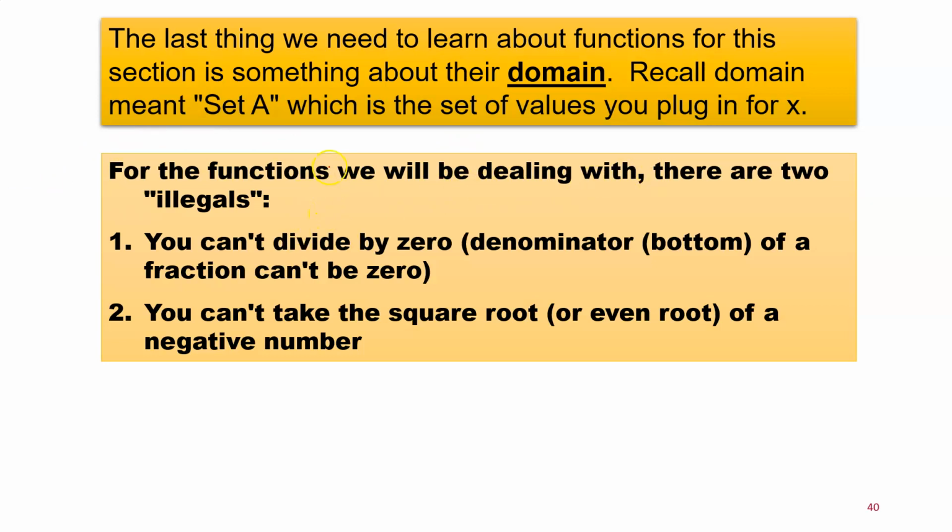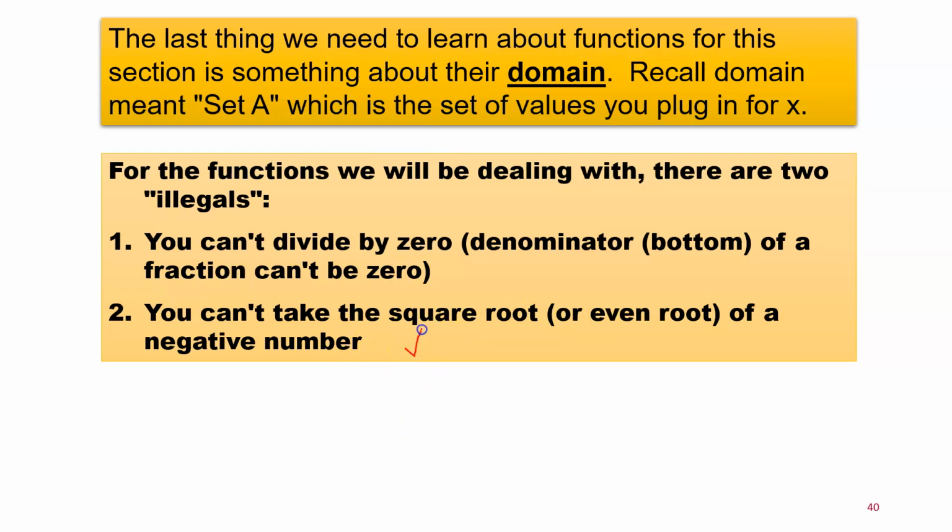And okay, for the function, we will be dealing with two illegals. Untuk function yang kita belajar ni, dia ada dua illegals. Mean, there are two things that you cannot do, you are not allowed to do. The first one is you can't divide by 0. Denominator or the bottom of a fraction can't be 0. So when you have a fraction, bila you ada pecahan, dia punya penyebut or the denominator cannot be 0. Tidak boleh 0.